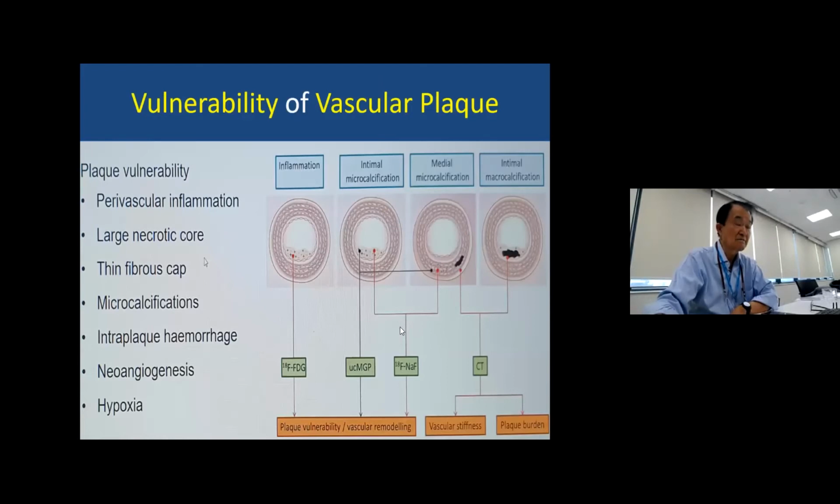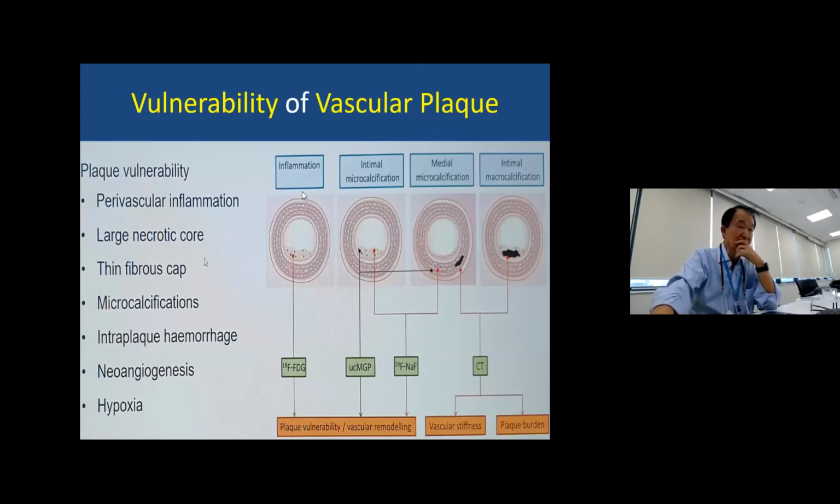And the vascular plaque, as I mentioned, inflammation is shown by FDG. And then microcalcification is shown by sodium fluoride, directly. The fluoride directly exchanges with the hydroxyapatite in the bone or this kind of calcium. And so calcification will show on CT, indicating vascular stiffness and some plaque burden.